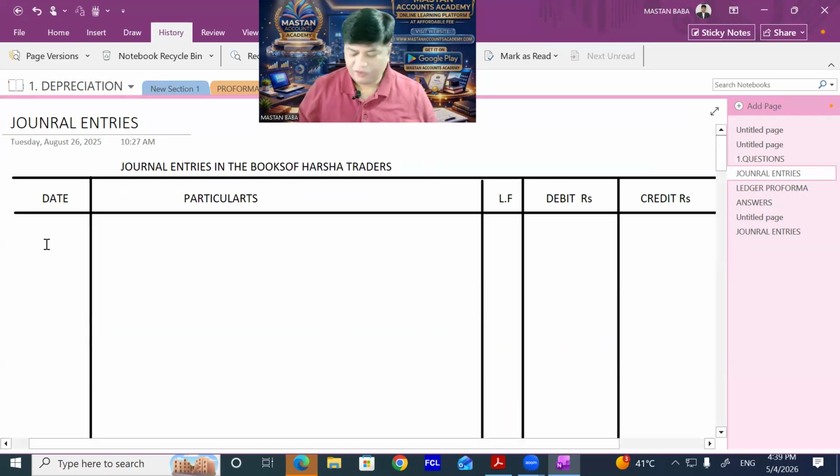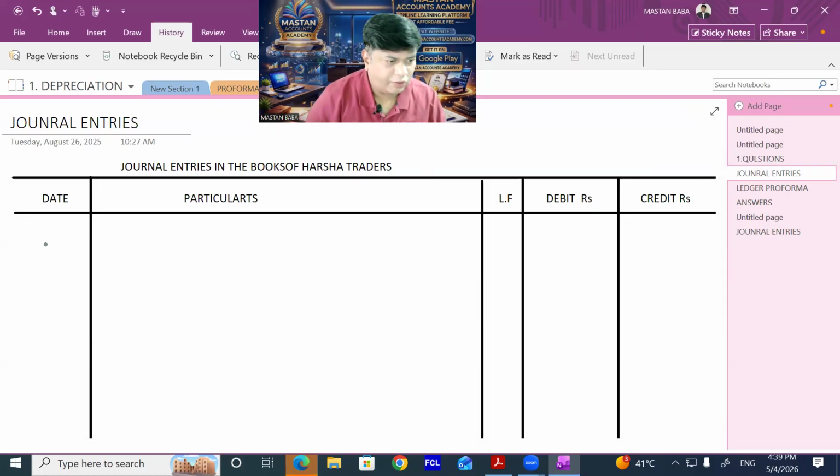So first, on which date did they purchase the machinery? They purchased the machinery on 1/1/2020. So write the date at the beginning of the year, 1/1/2020.